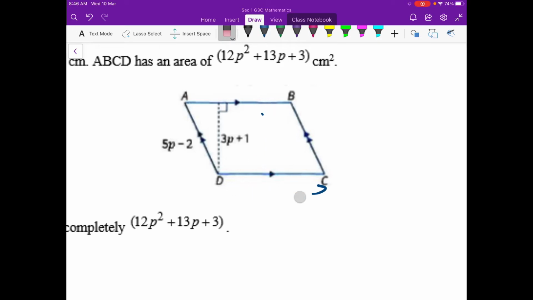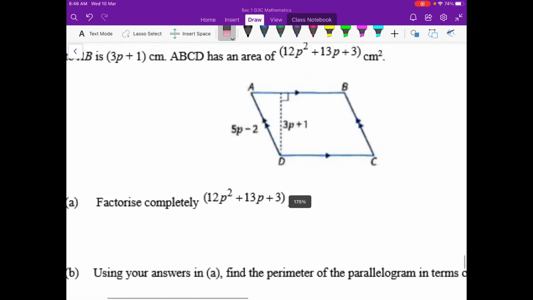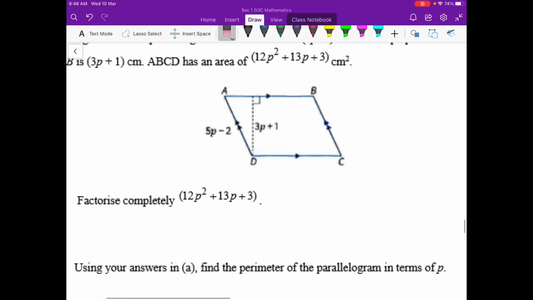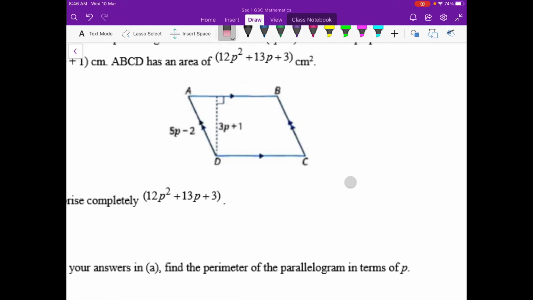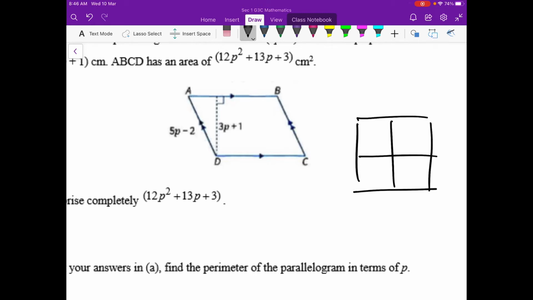Okay, back to the question. Factorize completely 12p squared plus 13p plus 3. So we will need our multiplication frame for this. With the quadratic term, the square term, 12p squared in the top left hand corner, and then the constant term in the bottom. Okay, now we have to find the dimensions of this box. The easier place to start is with this constant 3.